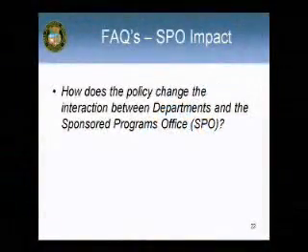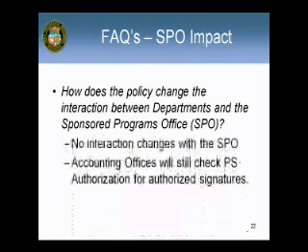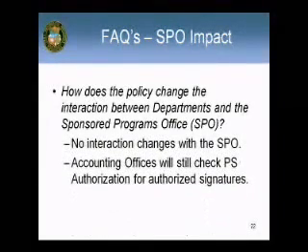How does the policy change the interaction between departments and the sponsored programs office? Doesn't change. The accounting offices will still check PS authorization for authorized signatures. And remember this, the reason why we're not asking that people load the PIs into your PS authorization is because that's way past the point that the PI's signature should have been collected. If you're waiting till that point to get that, it's too late, because it has to be done at the transaction level. It's got to be done before we record it.